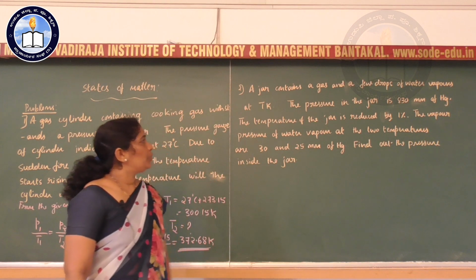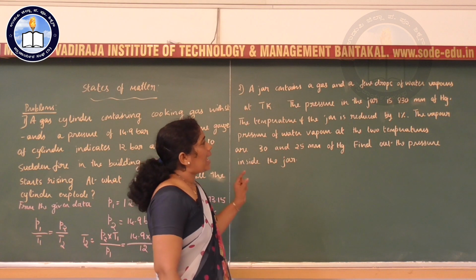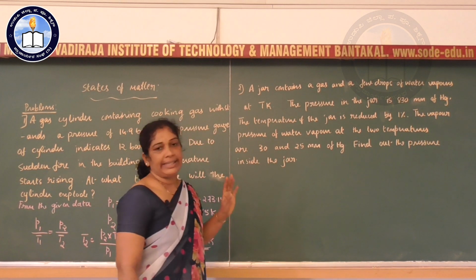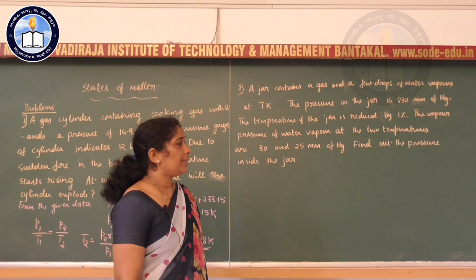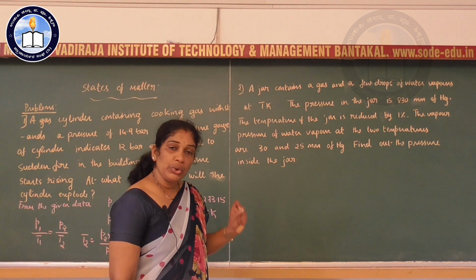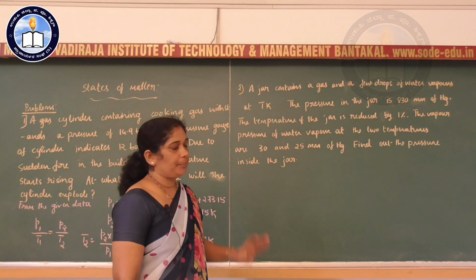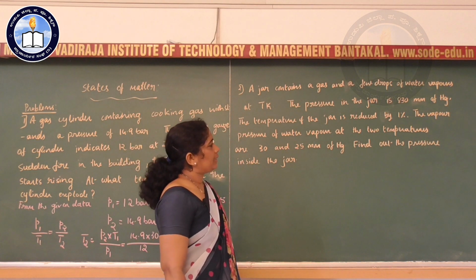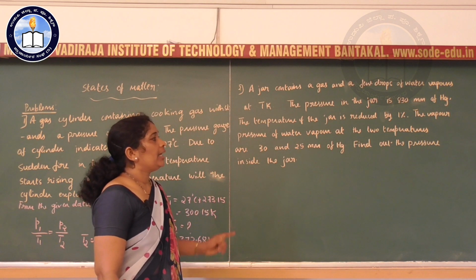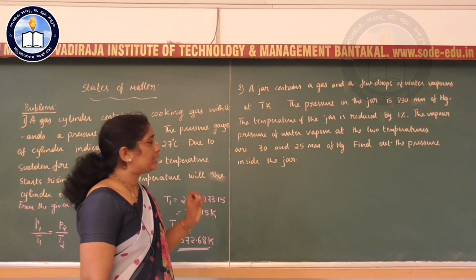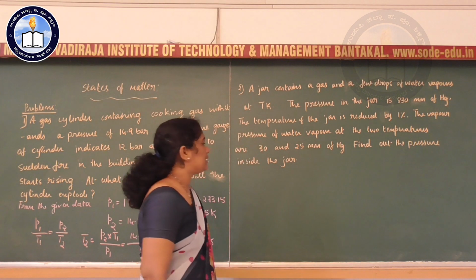Okay. Let's move to the next problem. A jar contains a gas and a few drops of water vapors at T Kelvin. The pressure in the jar is 830 mm of Hg, millimeter of mercury. That is one of the units to measure pressure, like atmosphere, bar, and millimeter of mercury. Hg means mercury. The temperature of the jar is reduced by 1%. The vapor pressure of water vapor at the two different temperatures are 30 and 25 millimeter of mercury. Find out the pressure inside the jar.